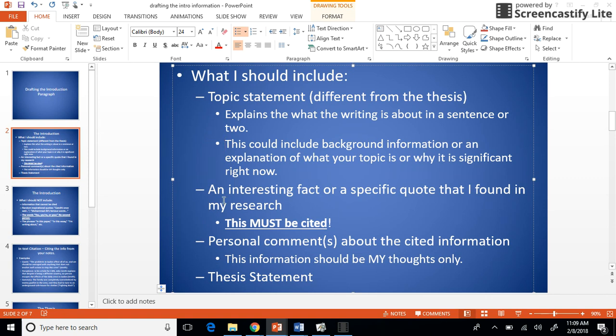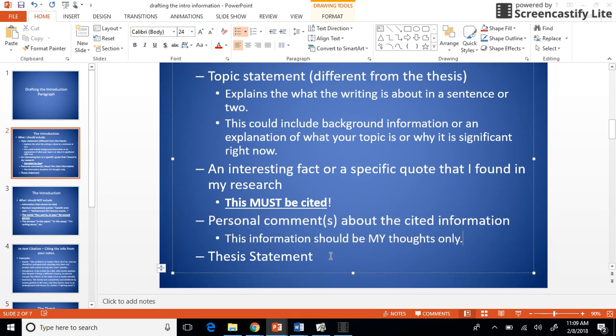But then I want to buckle down a little bit more. After I've written about 2 or 3 sentences like that, I want to actually include an interesting fact or a specific quote that was found in the research, and it has to be cited correctly. I'm going to have more information about that in a second. After that, just like in your notes that you were supposed to have already done, you're supposed to comment on that information, provide a personal comment. If you took good enough notes and wrote good enough comments, you might actually include that comment here, or maybe you have to go back and rewrite it a little bit.